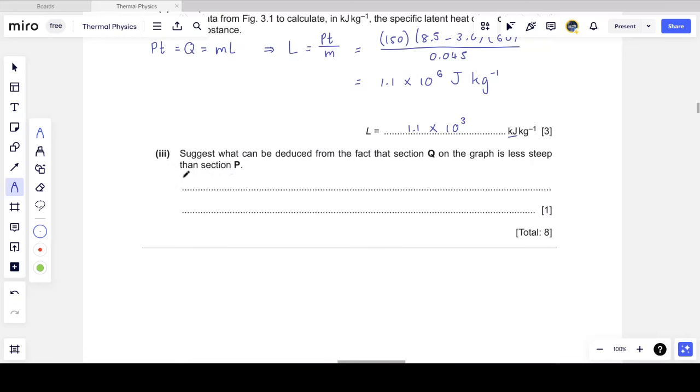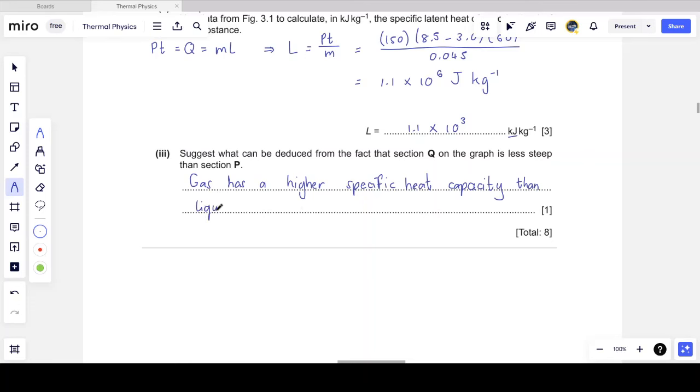So what I can judge from this is that since gas is represented by section Q and it is less steep, the gas has a higher, and very importantly, the phrase is specific heat capacity, because specific heat capacity is the amount of energy required to raise the temperature of a unit mass of substance. So the gas has a specific heat capacity that's higher than that of the liquid for the same substance.